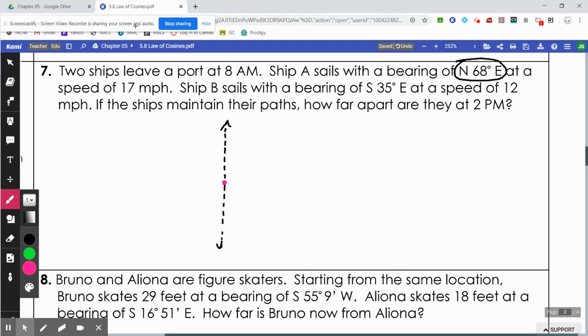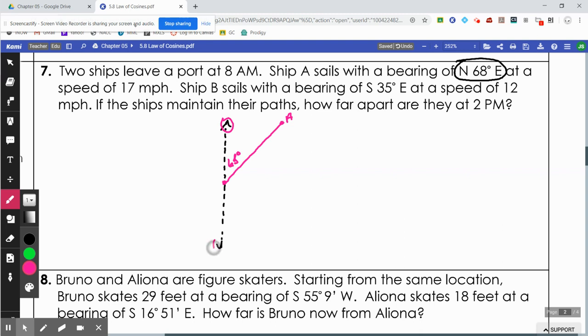So if this is north, then 68 degrees east of that would be kind of in this direction, to where this is a 68-degree angle, and that is ship A. So let me put a dot here, and let's say that here is ship A. Ship B sails with a bearing of 35 degrees east of south. So they both leave port.